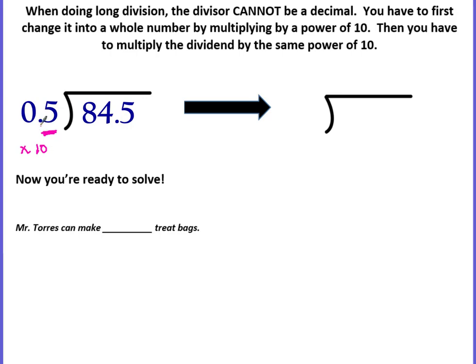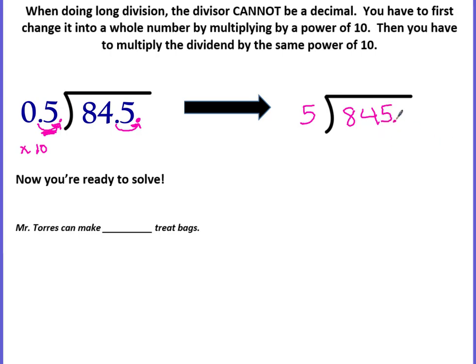So really all you're doing is you're moving the decimal point over, in this case, one place. When I move my decimal point over and put it behind the 5, it now becomes a whole number. And whatever you do to the outside, you have to do to the inside. So I have to move this decimal point one place to the right as well. So my new decimal is behind the 5. So rewriting the problem, our divisor is 5, and our dividend, or whole amount, is now 845.